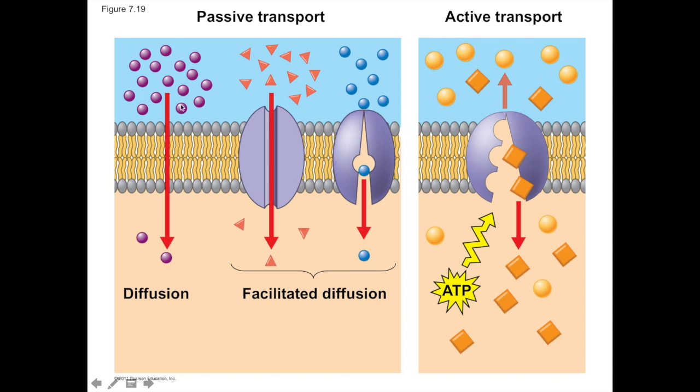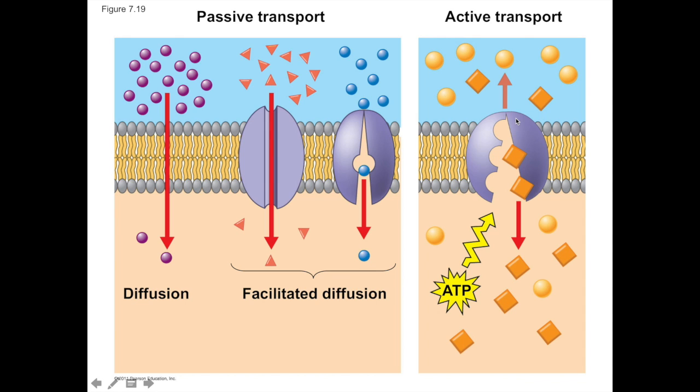So diffusion: molecules of oxygen gas can just pass through the plasma membrane, no big deal. You can have a channel protein, so just flowing from where there's lots of these orange triangles to where there's not so many until there's a balance on either side. Or it can be this gated channel, so it doesn't take any energy to gate this channel as long as you're going from high concentration to low concentration.